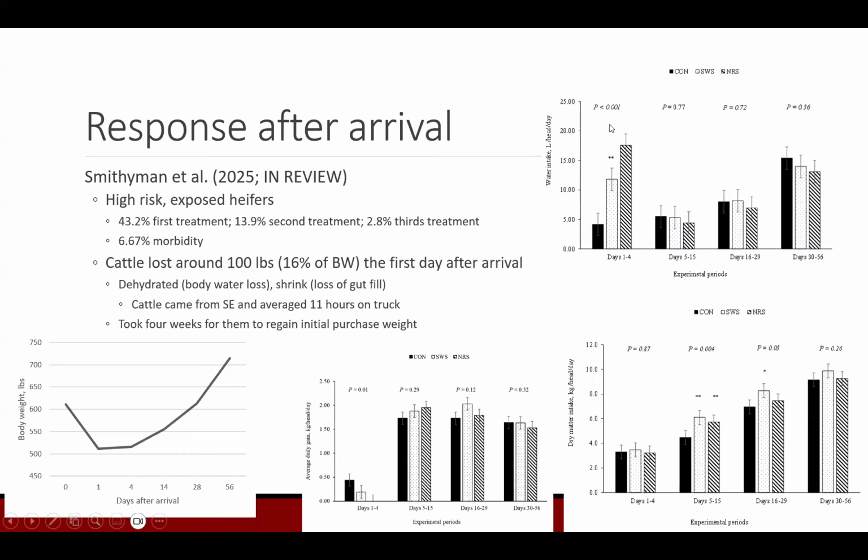All right, so the treatments we imposed were a control. So we just gave them the water troughs that they had in their pens.